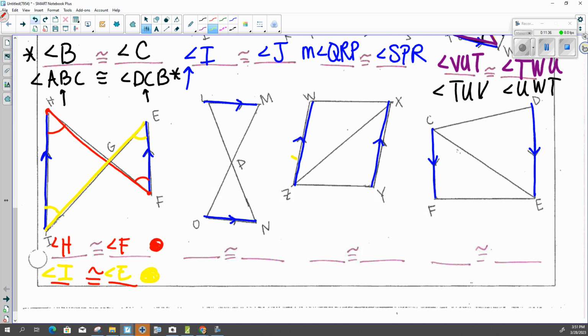Okay, try the next bow tie. It looks like an hourglass now. It's tipped up on its side. So draw two different colored transversals and write down that set of vertical angles.